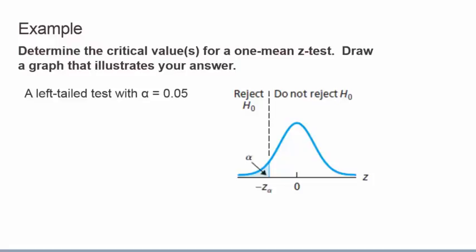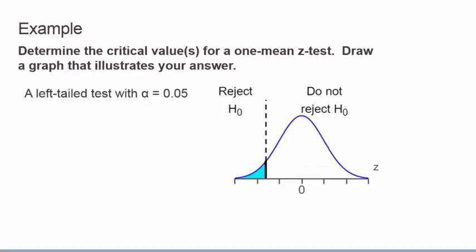First, let's change our drawing to something that matches our example. What we are given in the problem is alpha, which is the area to the left of our z-score, 0.05. Since our normal curve adds up to 1, we know the area to the right is 0.95. Now we want to find negative z sub 0.05.